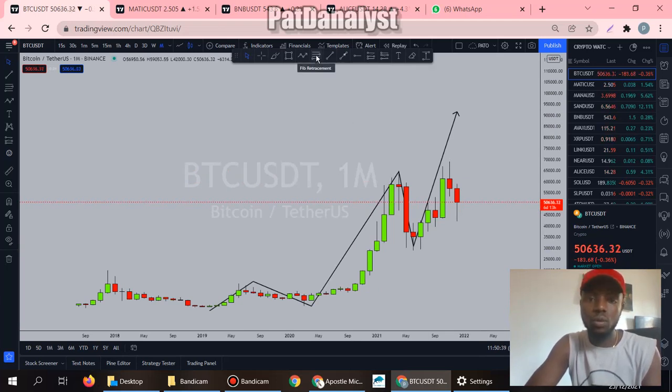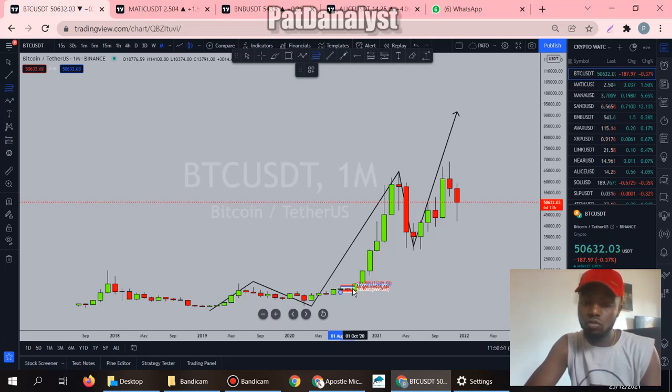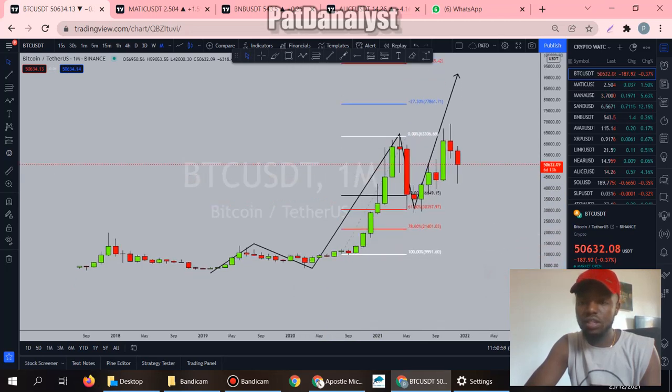Whenever there is an impulse and correction, you are supposed to take your Fibonacci tool, which is the major use of the Fib tool, and measure the starting of this impulse, because the market started an impulsive move way back in October 2020 here, and all the way to May 2021 here. And then we had a rejection, which is the correction.